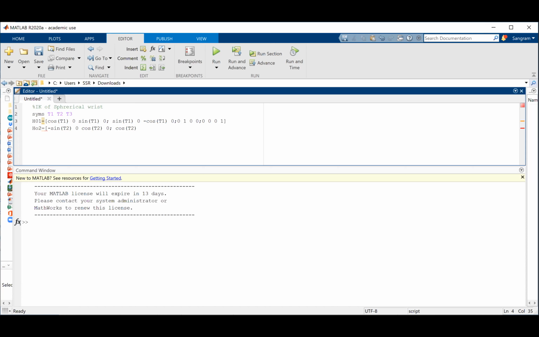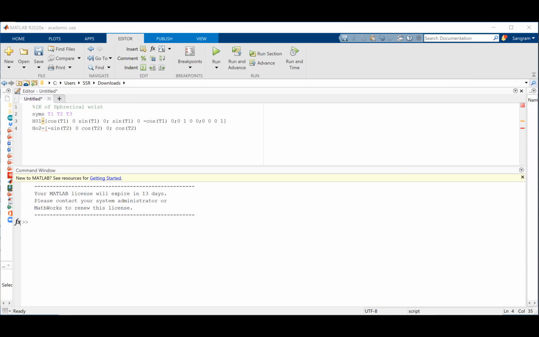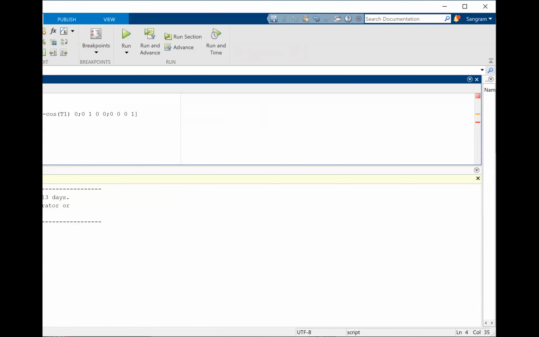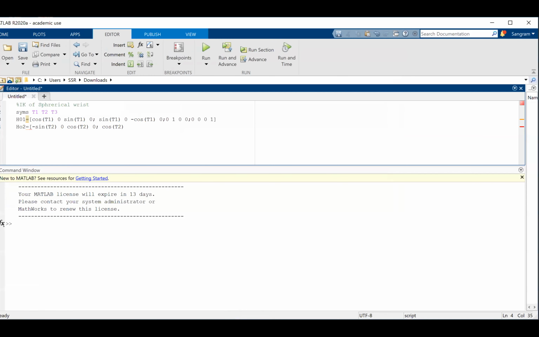I saw something in chat. I just need to check quickly what was the comment on the chat. I don't see any comment in the chat window. Yeah, okay, good.